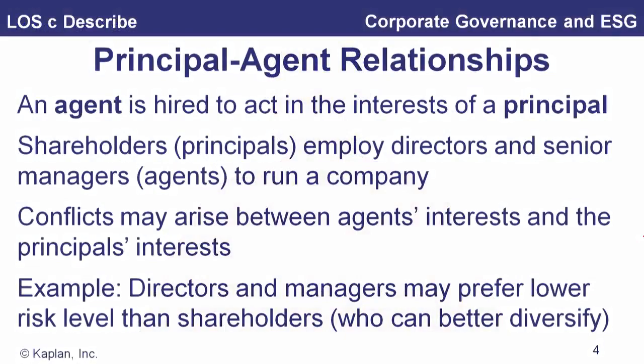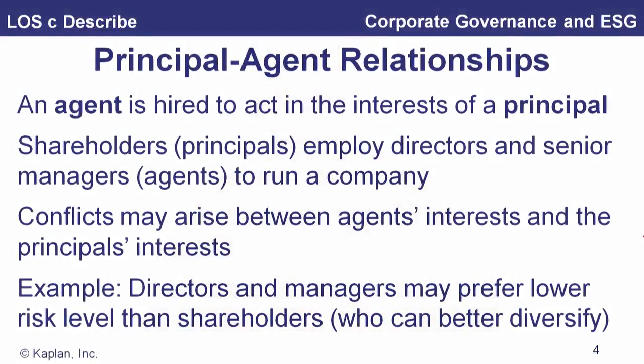One thing to keep in mind is this principal-agent relationship. Now, the principal is the owner, and the agent is hired to act in their interests. So, for example, we talk about insurance agents. They act as the agent of the principal, which is the insurance company. In our context here, shareholders, they employ the board of directors and senior managers to run the company.